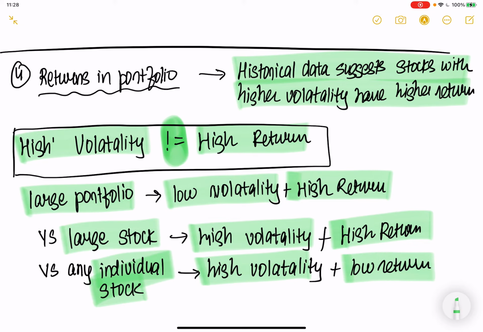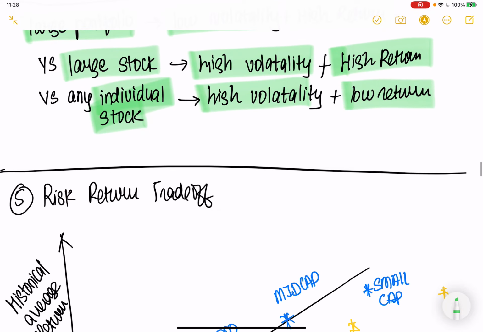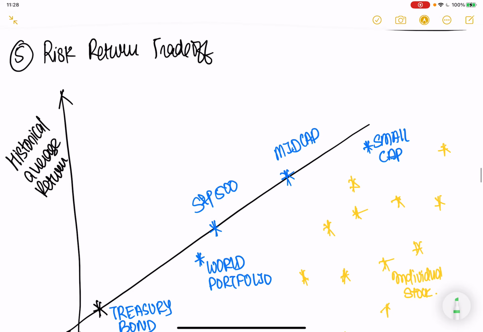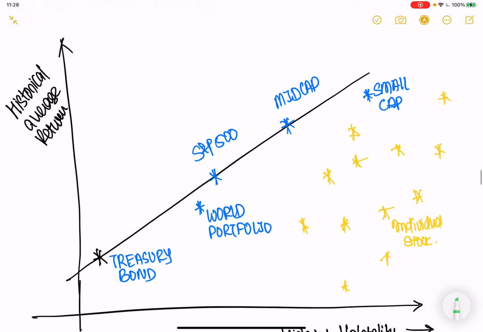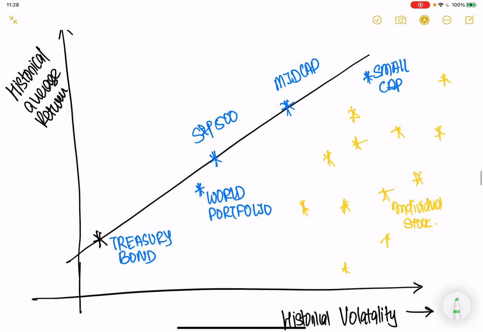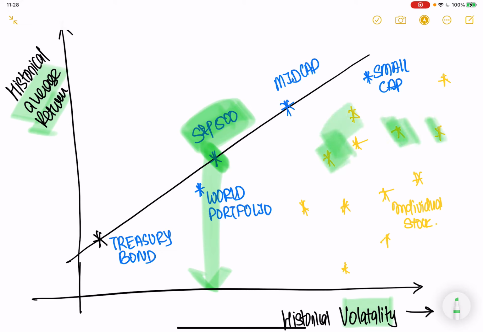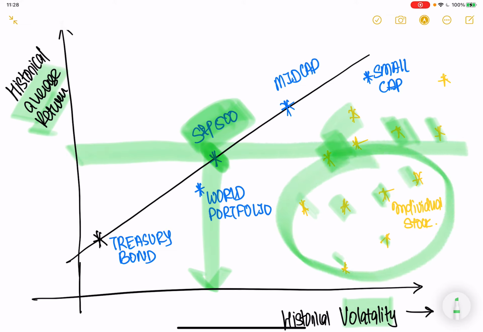So high volatility or high risk does not equal high return. Let's look at this example from this chart. Risk-return trade-off, right? On the x-axis we have volatility and on the y-axis historical average return. We see very clearly that for the S&P 500, the volatility is much lower compared to all of these individual stocks that are in yellow, and the return is actually better than all of these companies, right?